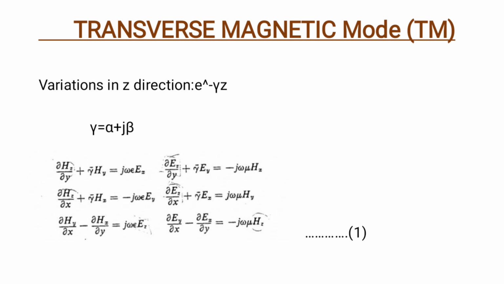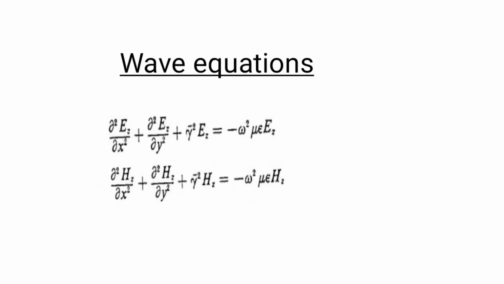The wave equations for Ez and Hz are ∂²Ez/∂x² plus ∂²Ez/∂y² plus gamma squared Ez is equal to minus omega squared mu epsilon Ez. ∂²Hz/∂x² plus ∂²Hz/∂y² plus gamma squared Hz is equal to minus omega squared mu epsilon0 Hz.